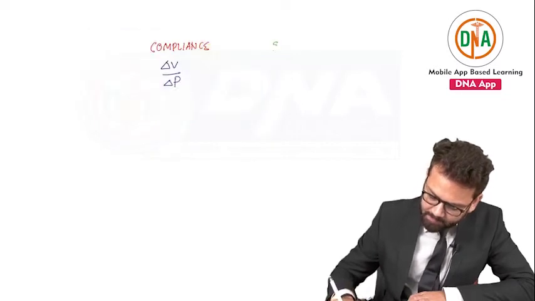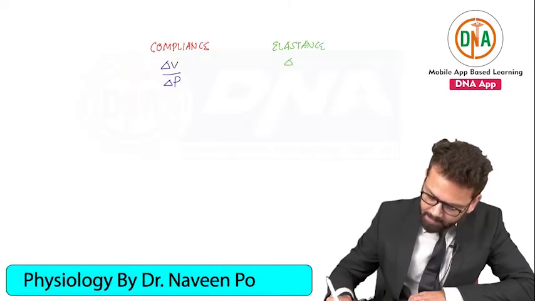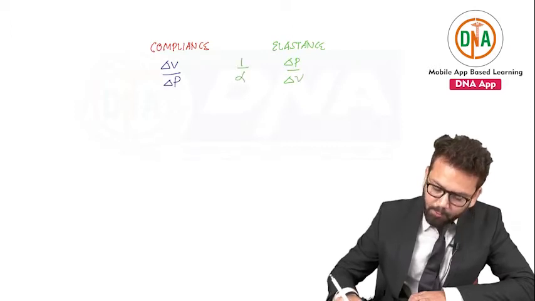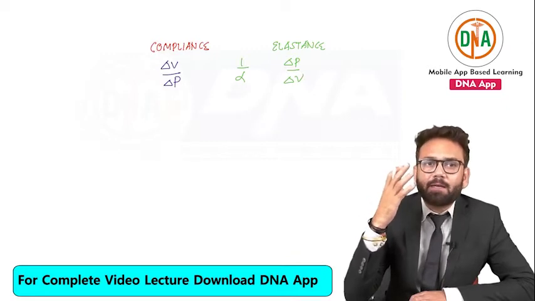What is elastance? Elastance is the opposite of compliance. It is delta P by delta V. So they are inversely proportional. Compliance is ease of expandability.